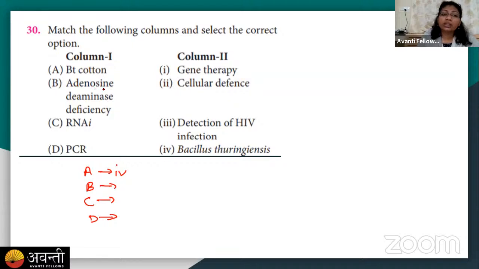Option B is adenosine deaminase deficiency. We have studied this deficiency in chapter 5. So for option B, we have answer 1, right? The ADA deficiency is related with the first gene therapy, which was done in a 4-year-old child in 1990. Then RNAi: yes, it is a cellular defense mechanism by inhibiting the function of protein. And the last, PCR: yes, it is a technique used for the detection of HIV infection.